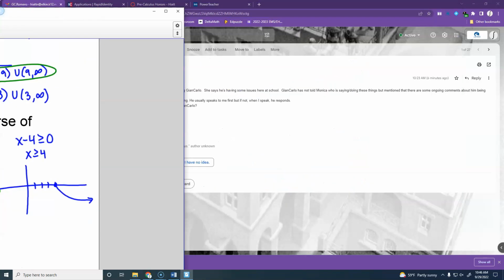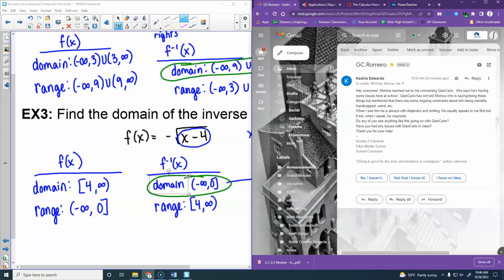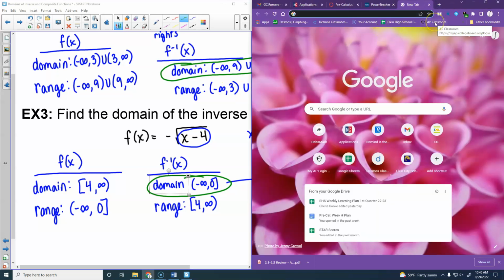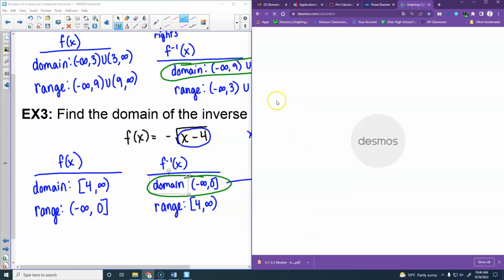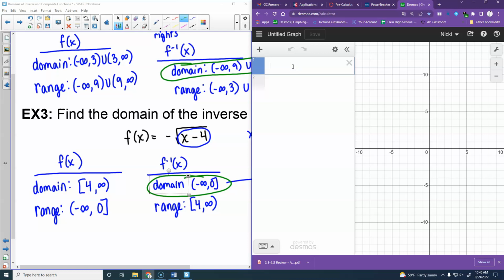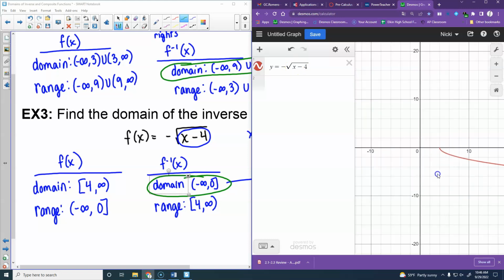I do want us to look at this one because, all right, here's something really cool about Desmos, and one of the reasons I don't give it to you on a lot of this stuff right now. All right, here is our equation. What is our first step for finding the inverse? Switch x and y. Look what you can do on Desmos. You can find the inverse just by switching x and y. You don't even have to solve it.